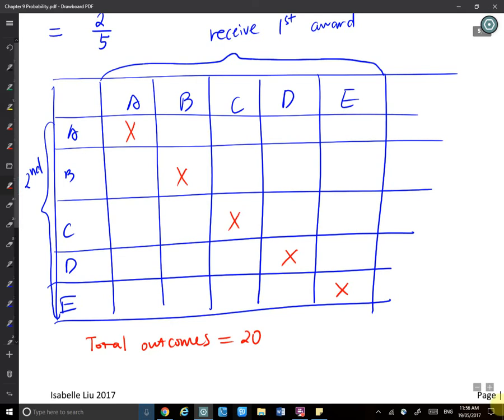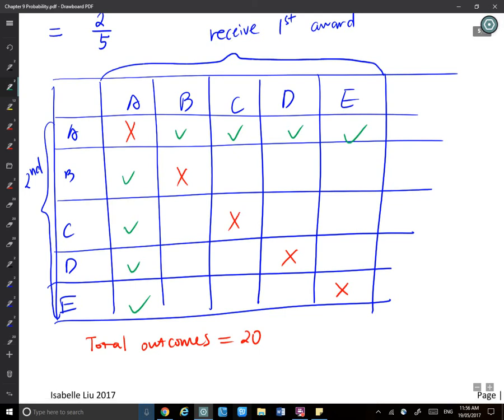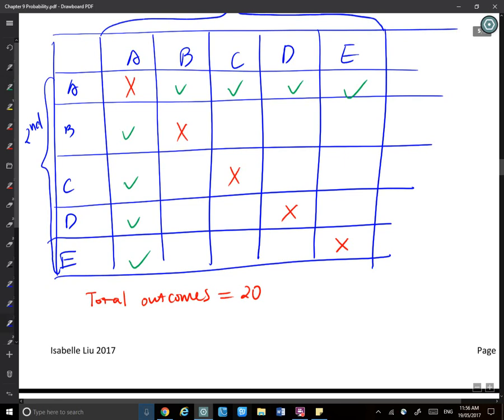And what is the case A will win any award? This one A will win the second award. This one A will win the first award. There are 8 events where A will win an award. So the probability A wins will be 8 out of 20, which is 2 on 5.